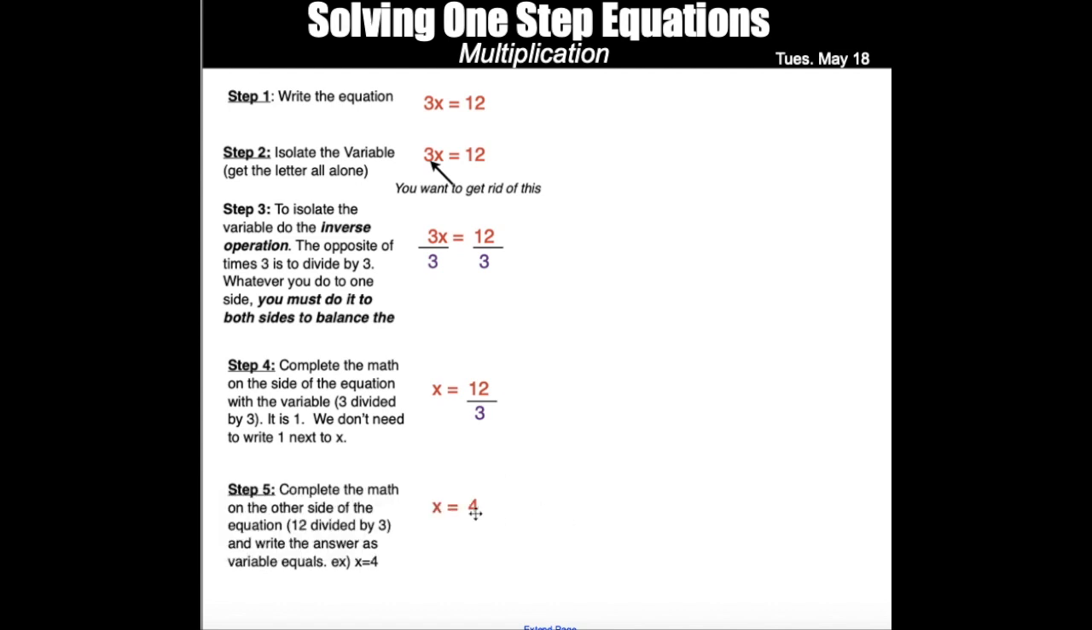So x equals 4. Why do I not need to write that 1 here? Because 1x is going to be the same thing, right? 1 times 4 is still 4. It doesn't matter what it is. It's always the same when you multiply by 1. So that's how we do it with multiplication. Let's have a look at division.